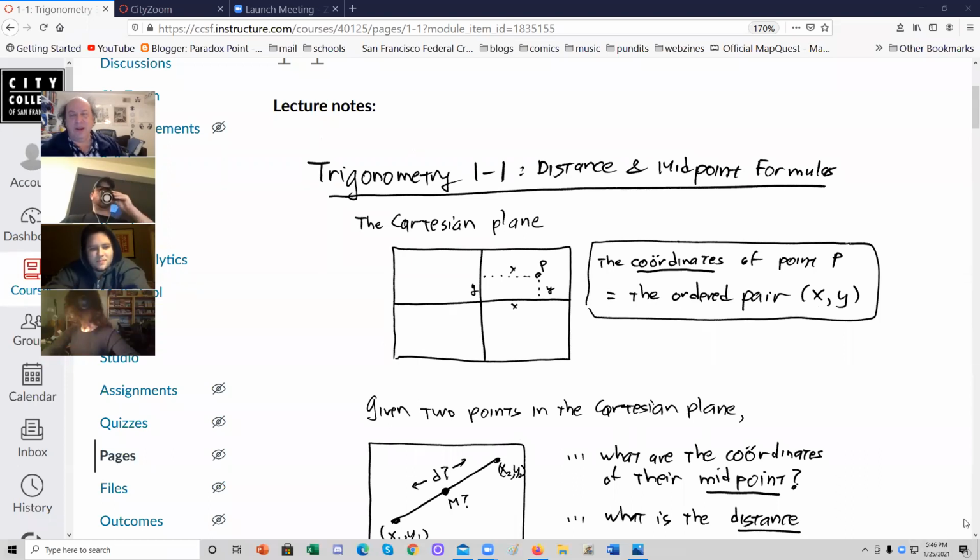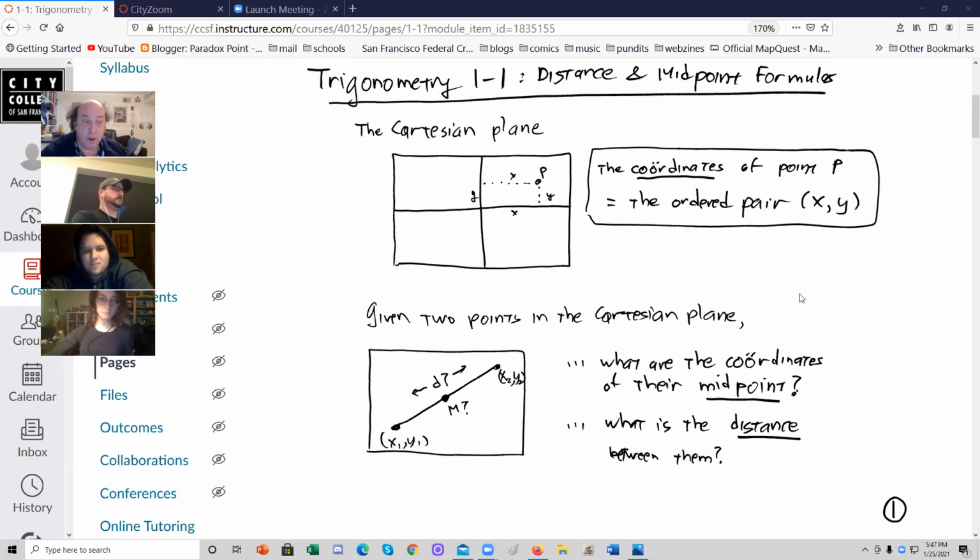Anyhow, in section 1, we'll talk about the distance and midpoint formulas. All right, we start with the Cartesian plane. The idea of the Cartesian plane is that for every point on the plane, we will associate a pair of numbers. We do this by drawing two lines called axes at right angles. This is the x-axis, this is the y-axis. For any point, we drop a perpendicular to the x-axis and to the y-axis, so we get this rectangle here. This P is at a distance x to the left or right, and y up or down. So its coordinates are x by y, an ordered pair. Ordered because x by y is not the same point as y by x.